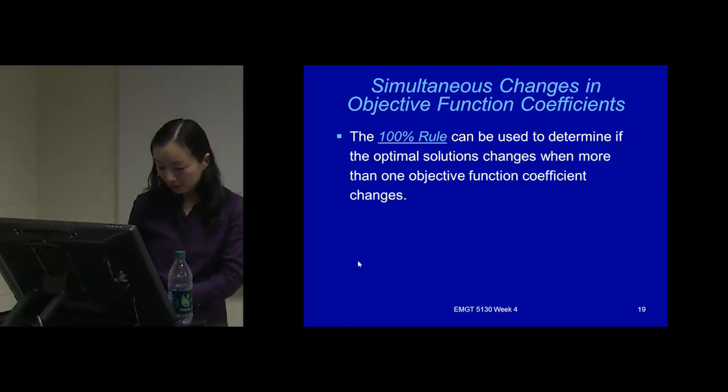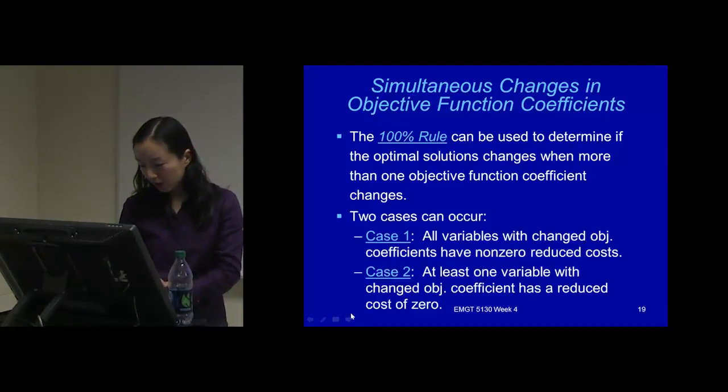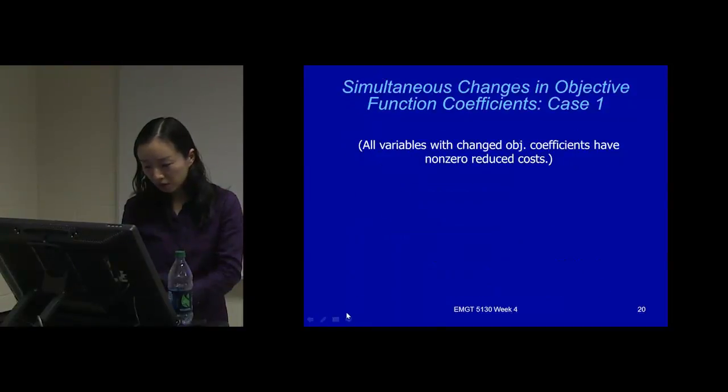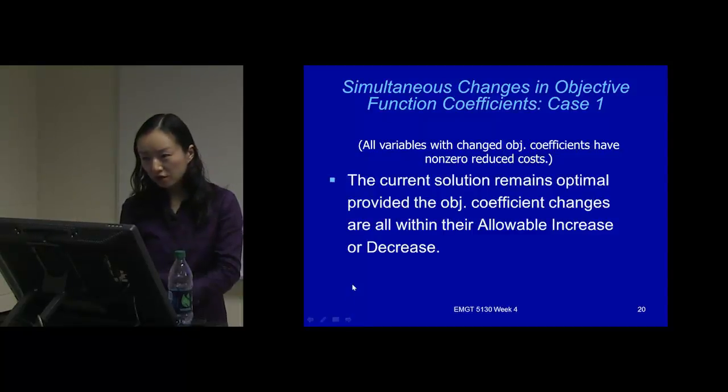Okay, and there are two cases. Case 1, all variables with changed objective coefficients have non-zero reduced cost, or case 2 is with one 0 cost. We'll look at the first case first. First case, if all variables with changed coefficients have non-zero reduced cost, we'll talk about reduced cost later. There is a place to find the reduced cost. Okay, the current solution remains optimal if those changes are within the allowable increase or decrease. Okay, so that's an easy case.